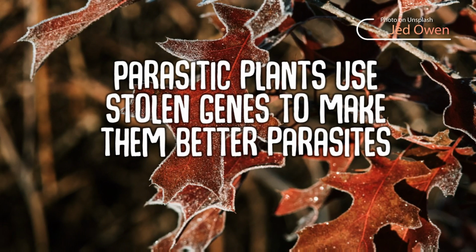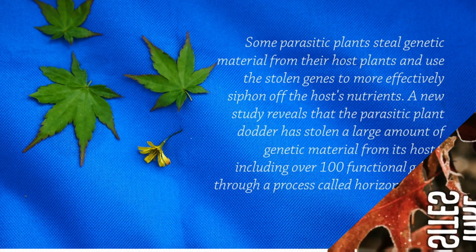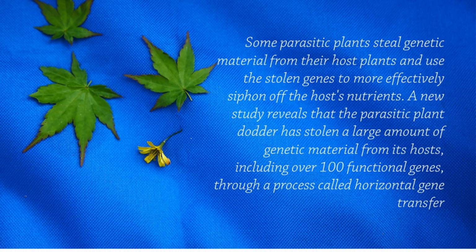Parasitic plants use stolen genes to make them better parasites. Some parasitic plants steal genetic material from their host plants and use the stolen genes to more effectively siphon off the host's nutrients. A new study reveals that the parasitic plant dodder has stolen a large amount of genetic material from its hosts, including over 100 functional genes, through a process called horizontal gene transfer.